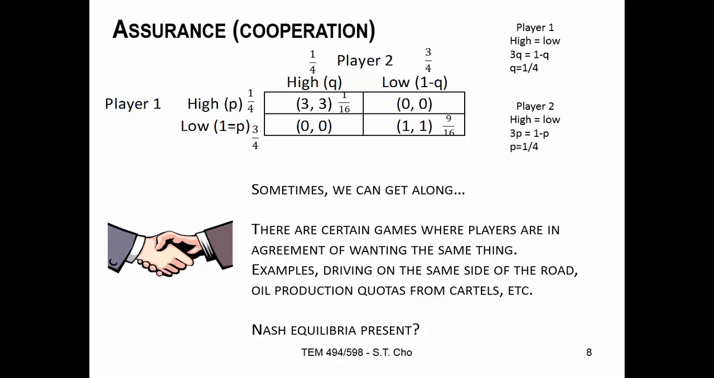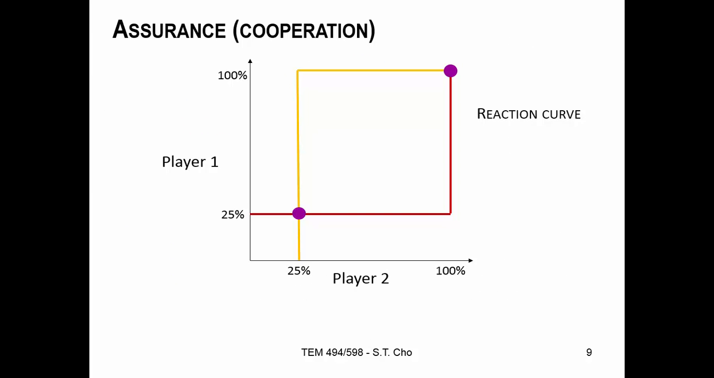You want your allies to want the same things that you do. Driving on the road, you don't want people running into each other. If you're part of a cartel or oligopoly, you want the same thing. And so there are Nash equilibria present.